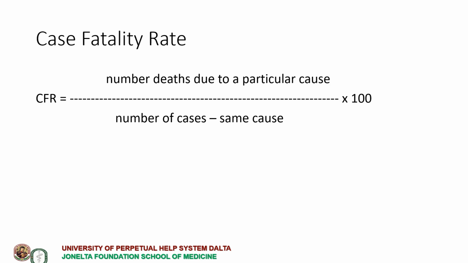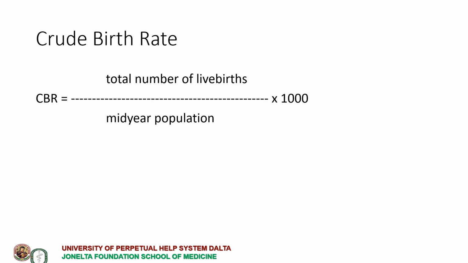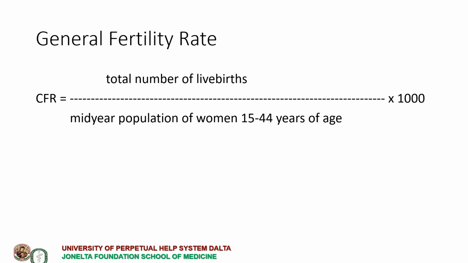Case fatality rate would be the number of deaths due to a particular cause over the number of cases of the same cause, times 100. Crude birth rate is the total number of live births over the mid-year population, times 1,000. General fertility rate is calculated as the total number of live births over the mid-year population of women aged 15 to 44 years of age, times 1,000.